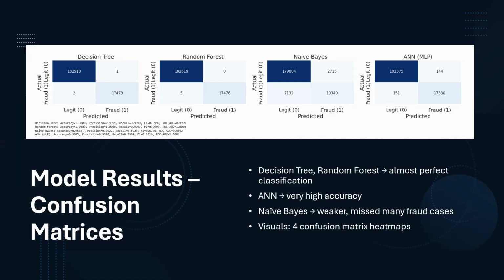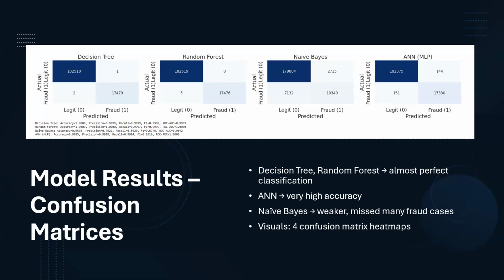So you can see the confusion matrix heat maps up on the slide. If we talk about it in detail, here are the confusion matrices for all models. The decision tree and random forest models predict almost all fraud and non-fraud cases correctly, as I already mentioned. The ANN also performed very well with only a small number of errors, but the Naive Bayes model made many mistakes. It misclassified many fraud cases as normal.